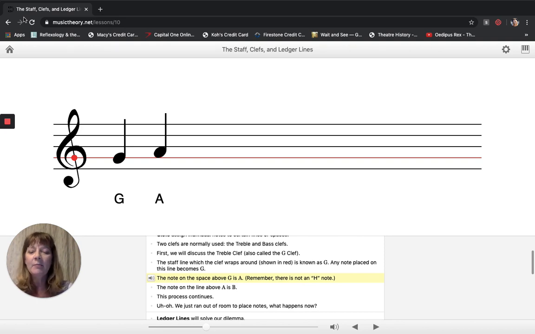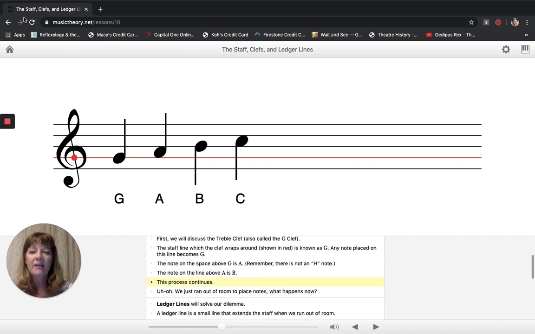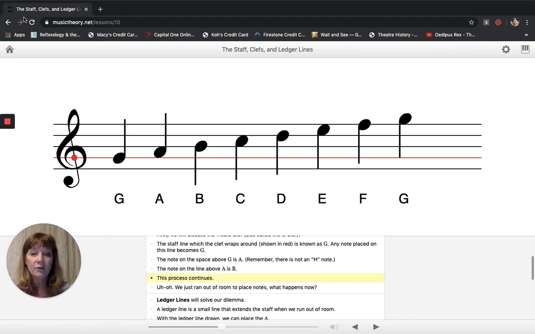So the line above the A is the B, and then that process continues to where you see all the notes on the lines and spaces. The only thing that's left off is the very first line below the G. The space is an F, and the line is an E. So you can go up and you can go down. So what happens though when we run out of space on this staff?